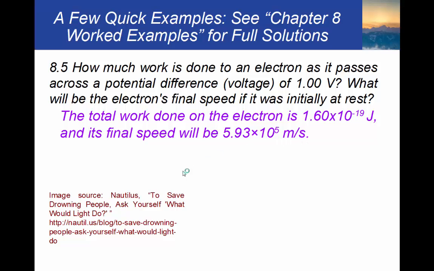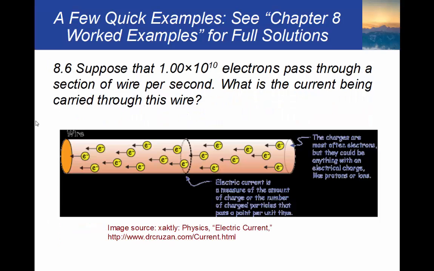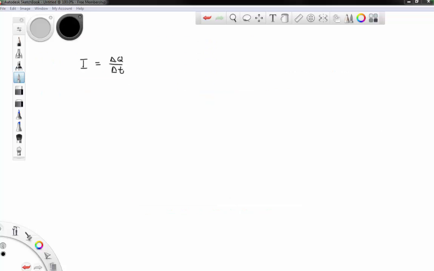593,000 meters per second. Our next question is, suppose that you have 1 times 10 to the 10th electrons passing through a section of wire per second. So the question is, what's the current that's being carried by this wire under these conditions?